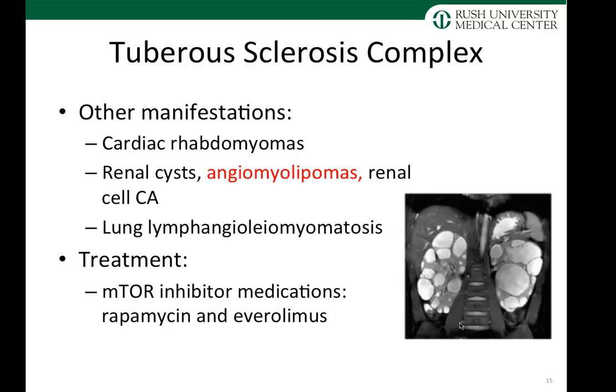Tuberous sclerosis can actually be treated by mTOR inhibitor medications, and if you remember the common mechanisms that the neurocutaneous syndromes have, this is quite promising for these patients. They can be put on rapamycin or everolimus, and these medications can improve overall the manifestations of the disorder.